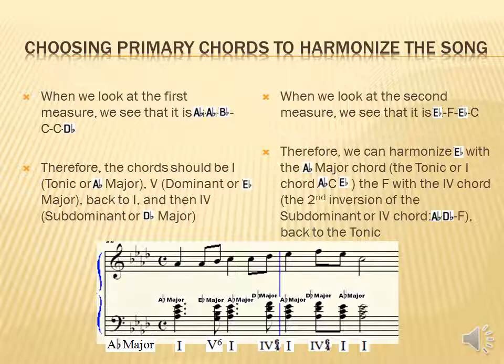Therefore, we can harmonize E flat with the A flat major chord, the tonic or 1 chord, A flat, C, E flat, and the F with the 4 chord, the second inversion of the subdominant or 4 chord, A flat, D flat, F, back to the tonic.